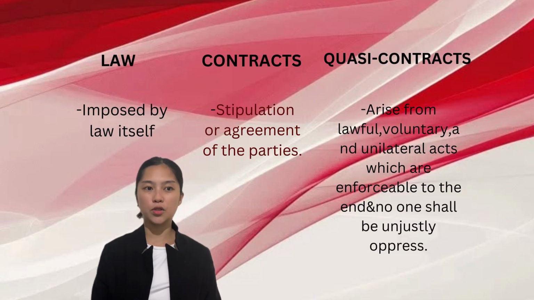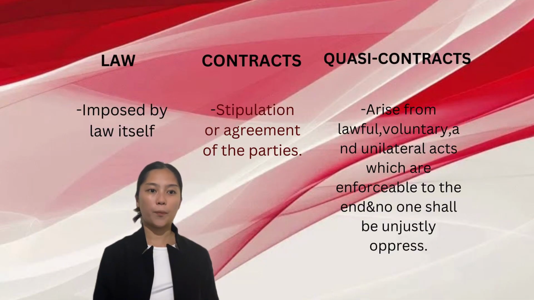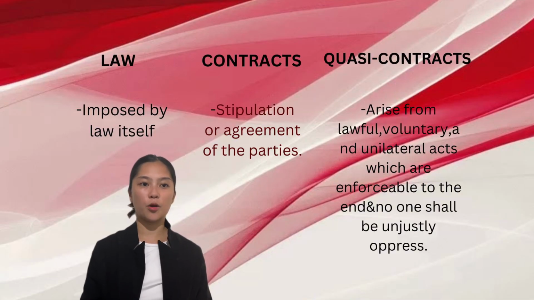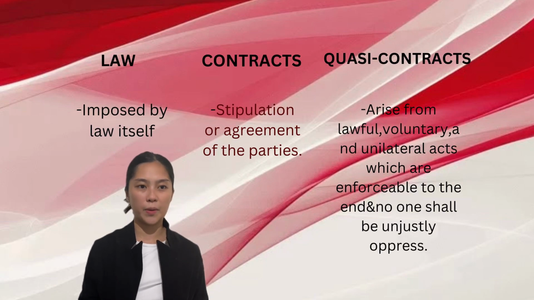Second is solutio indebiti. It means that when a person mistakenly gives something to another who is not entitled to receive it, this creates an obligation to return it. For example, when a person mistakenly pays another's debt, believing it was their own, the recipient of the payment is obligated to return it, even though there was no formal agreement.